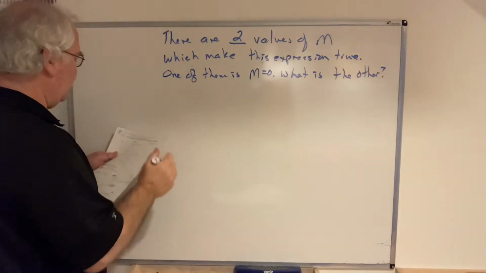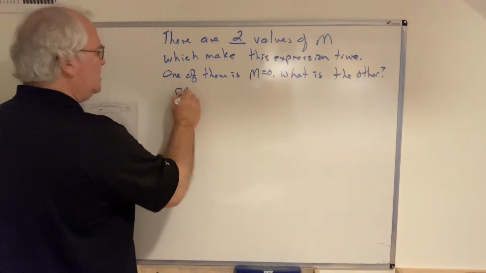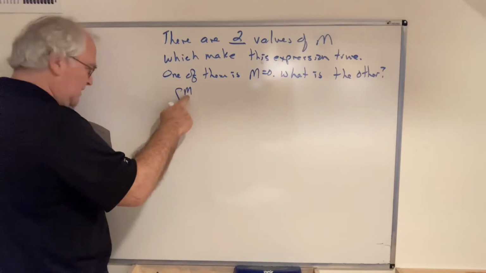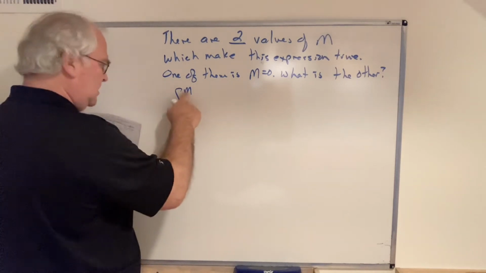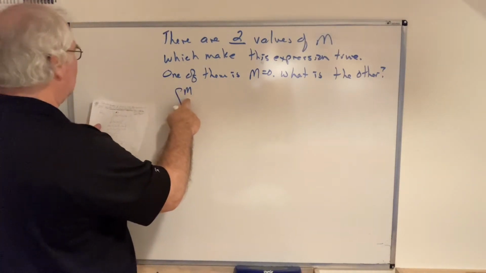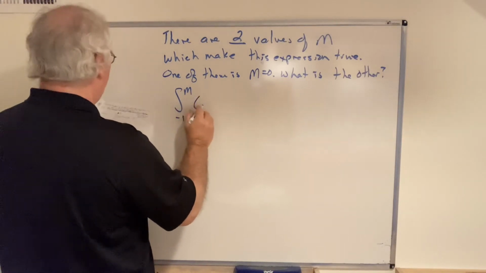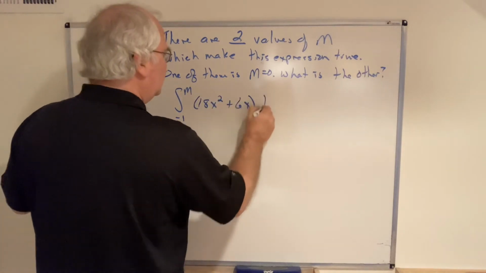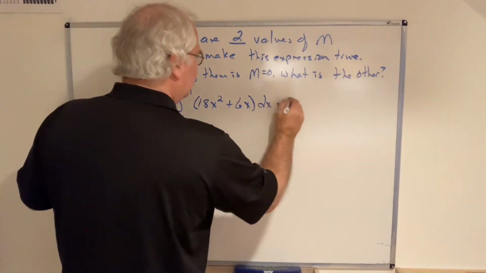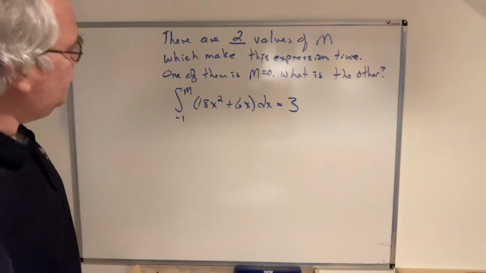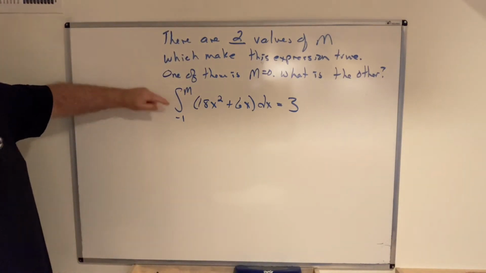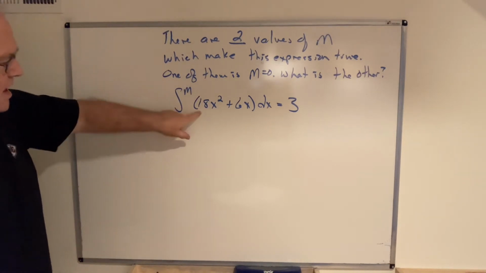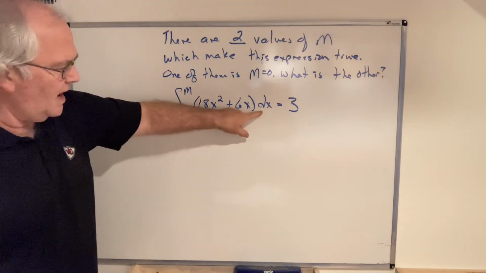And the expression is this, the integral from -1 to m. So now m is the upper limit of integration. That's fine. It's a value. It's a number that's in the domain. So m is the upper limit of integration, and we have 18x to the second plus 6x dx, and that is set equal to 3. All right. So here's our problem. This is the definite integral from -1 to m of this integrand, dx, is equal to 3.